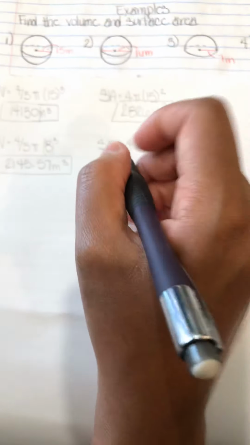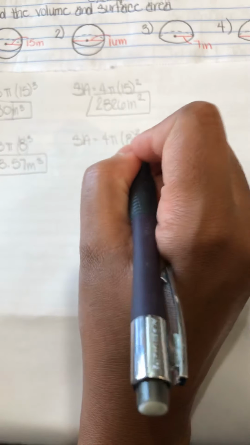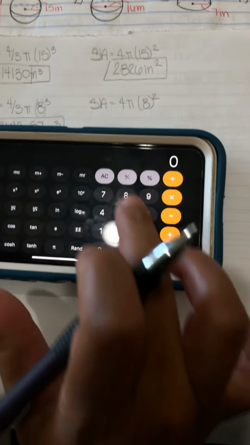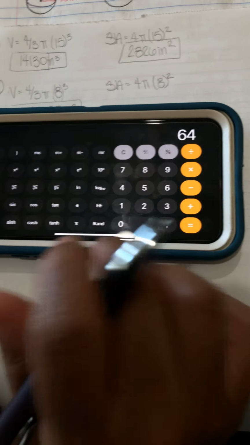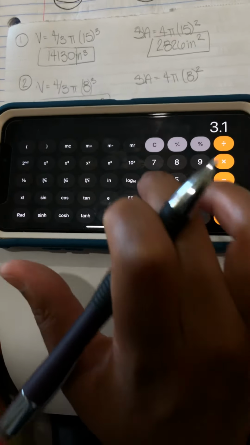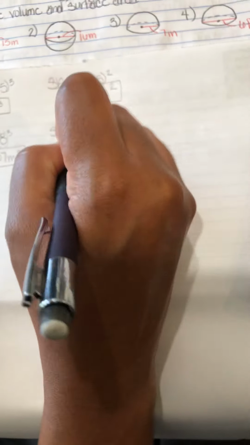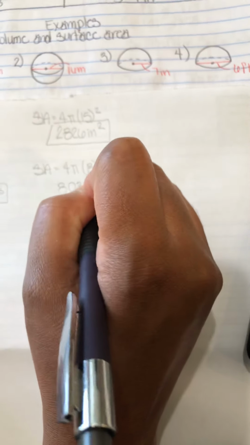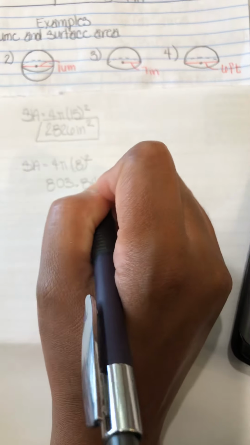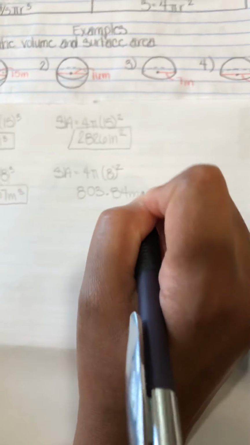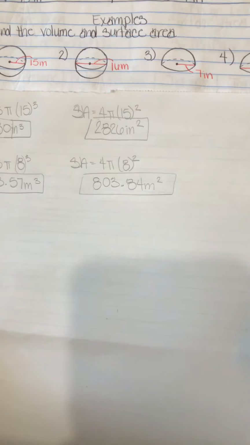For the next one, I'm going to do the same thing. I'm going to do 8 squared times 3.14 times 4. And so my answer is going to be 803.84 meters squared. And that's my answer.